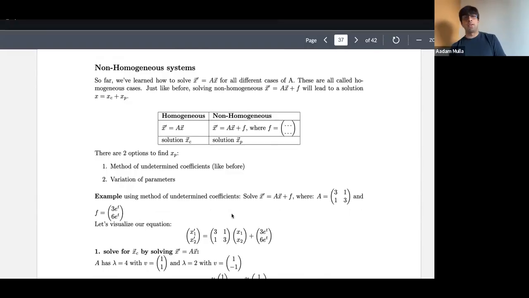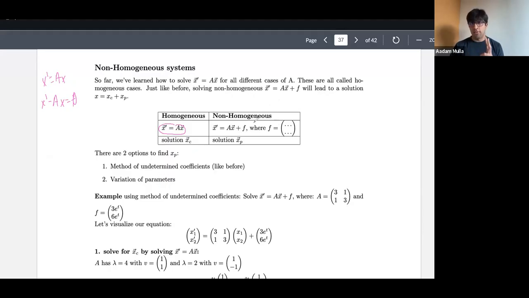Let's now talk about, so we solved x prime equals Ax. We figured out how to solve x prime equals Ax. This is our homogeneous version, as in this can be written as x prime minus Ax equals 0. Now how do we solve it if we have some f here, another term? Homogeneous is x prime equals Ax, the solution is xc. Non-homogeneous is x prime equals Ax plus f, where f is some constants.